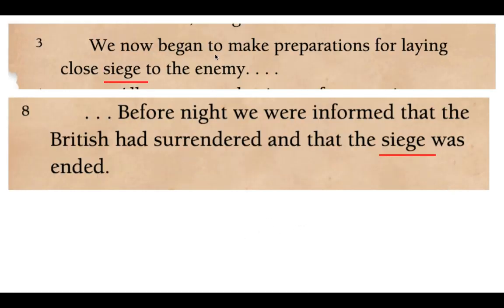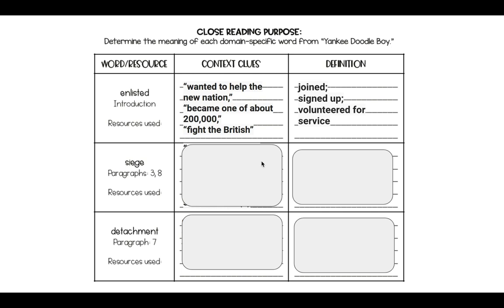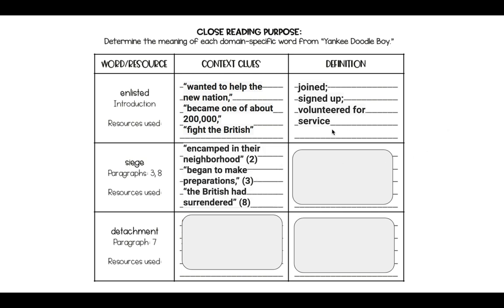Here in paragraph 3, we now began to make preparations for laying close siege to the enemy. Before night, we were informed that the British had surrendered and that the siege was ended. So this time around, some of the context clues you might have found is, if you went back to paragraph 2, would be encamped in their neighborhood. In paragraph 3, began to make preparations. And in paragraph 8, the British had surrendered. And if you put all of those things together, you may have seen that siege means a battle. They were going to have a siege, a battle against them.